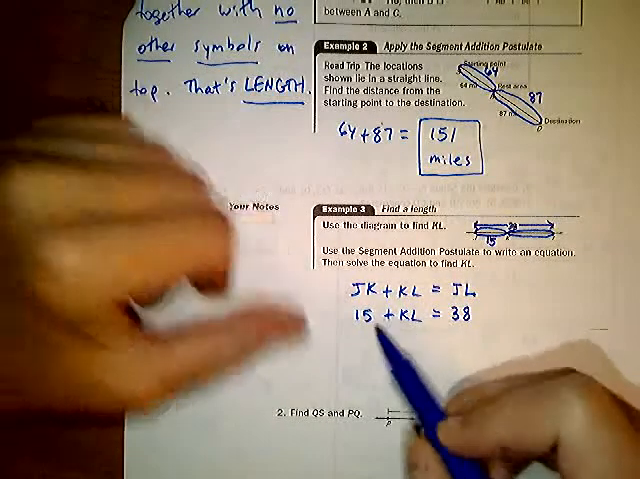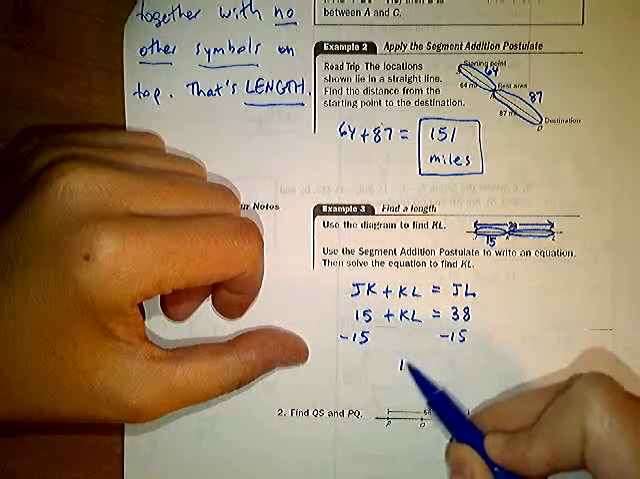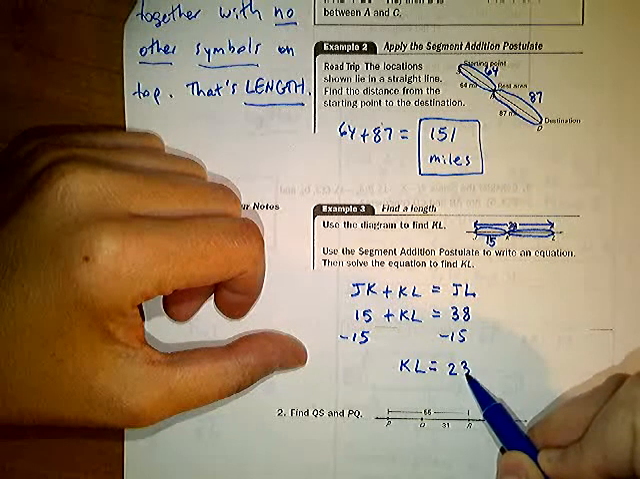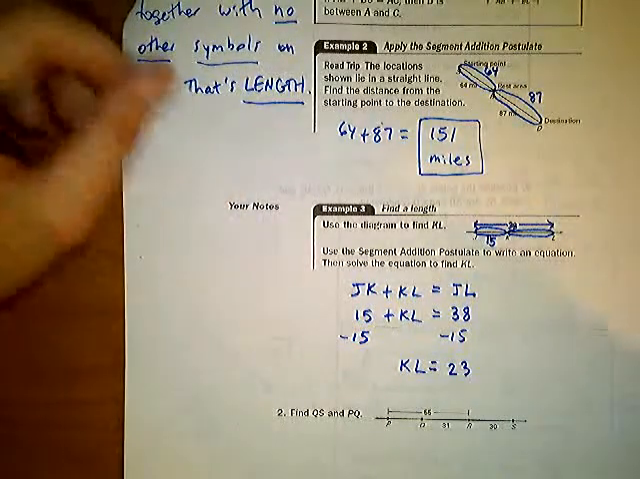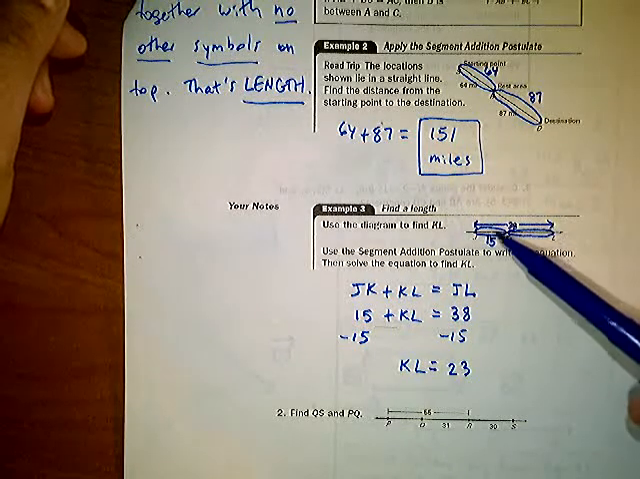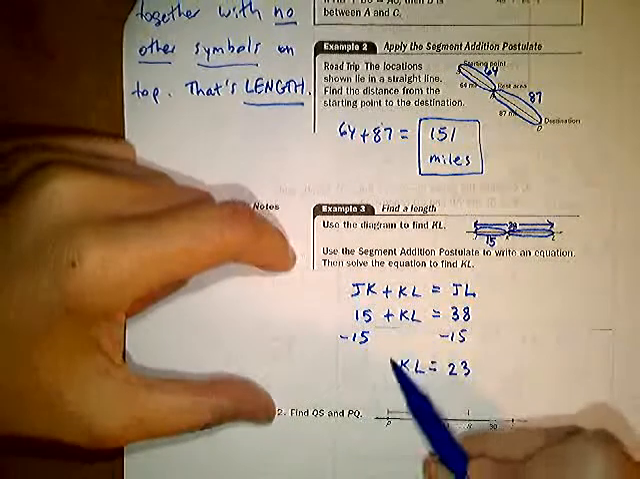So one way to do this would be to solve it like an equation. We would subtract 15 on both sides, and so the distance from K to L would be 23. That's the more formal way to think about it. If you just looked at this question and said, hey, you take 38, you subtract 15, bam, you got 23, that's okay too.